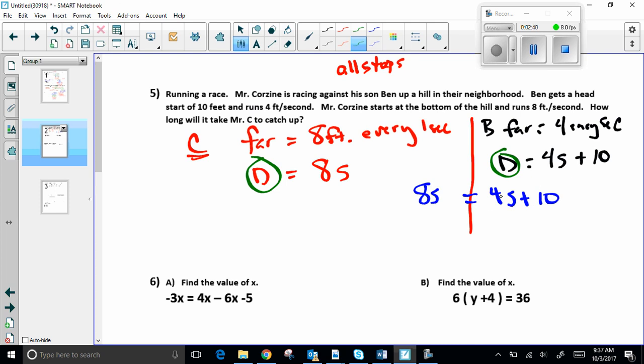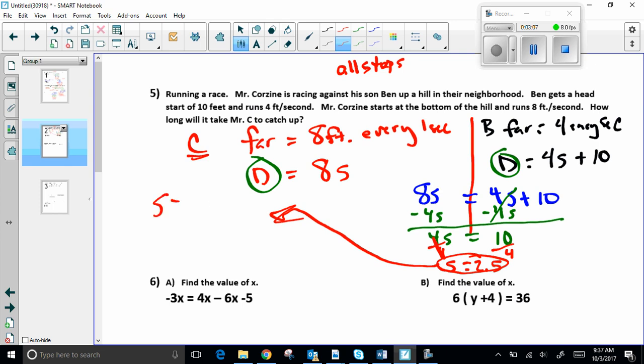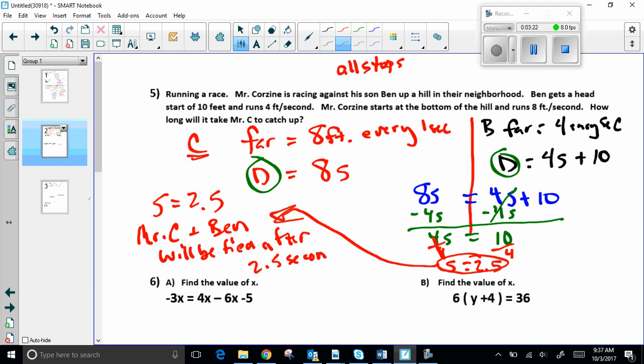I've got variables on both sides. So I'm going to subtract 4s on both sides so that this cancels out. And now I have 10 is equal to 4s because I did 8s minus 4s. And then I simply divide by 4 on both sides. And if you use your calculator, you're going to find out s equals 2.5. So let me come back up here. If s equals 2.5, then that means Mr. C and Ben will be tied after 2.5 seconds. Kind of cool, right?